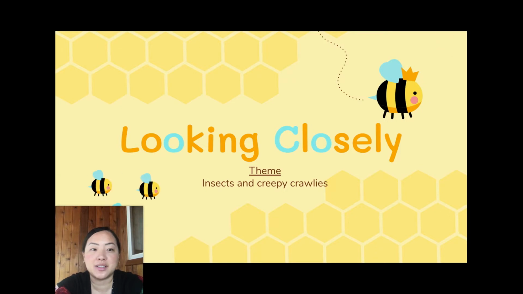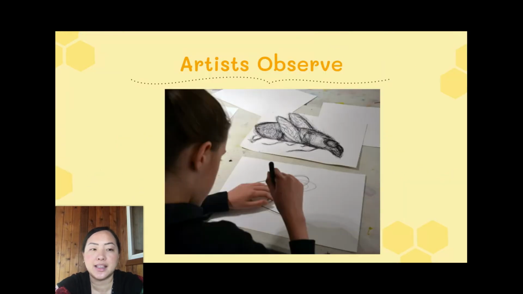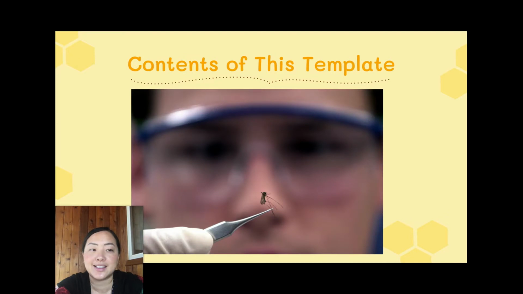This week we're going to explore art by looking closely at insects. Before artists draw something as complicated as an insect, they do some research. We are going to be using our eyes to take a closer look at insects. Scientists also use their eyes to learn about the objects that they are studying. Artists and scientists study the world around us.